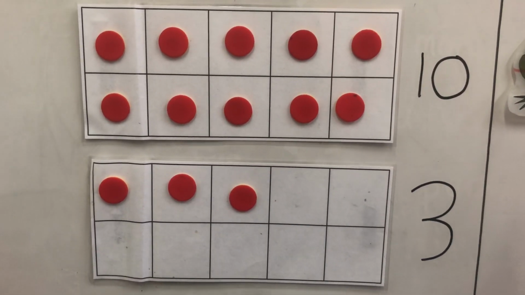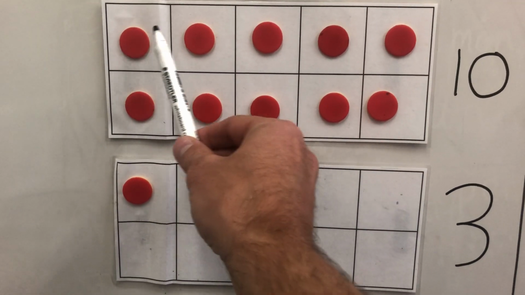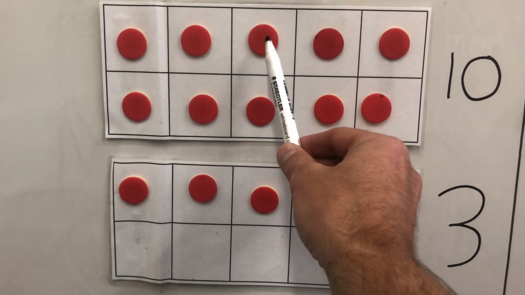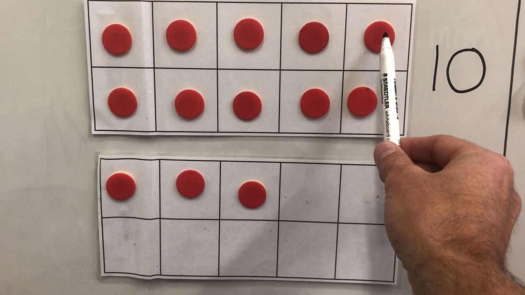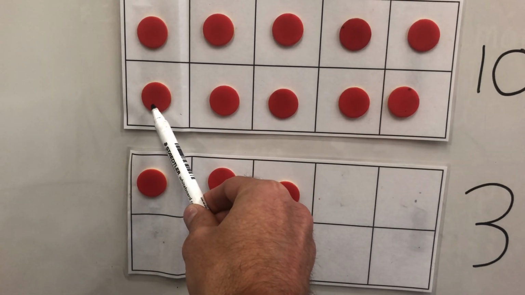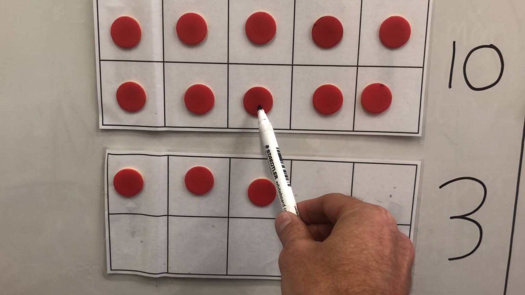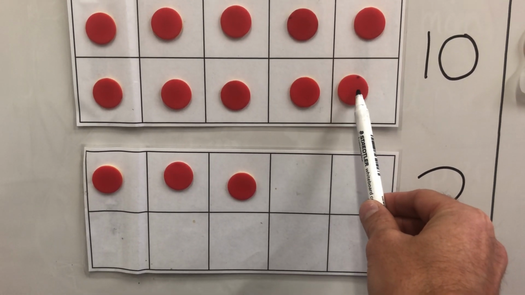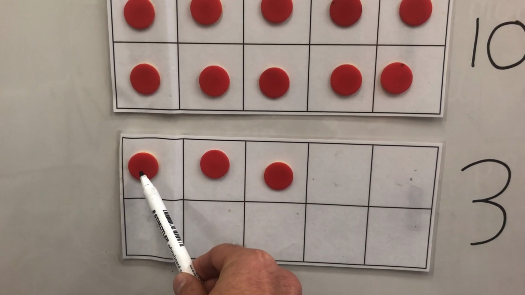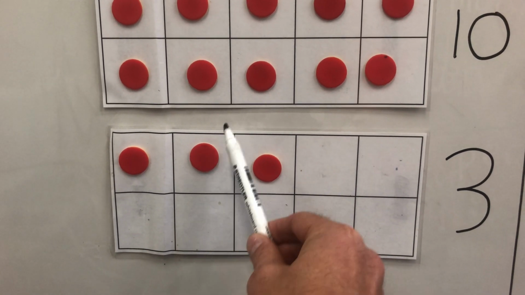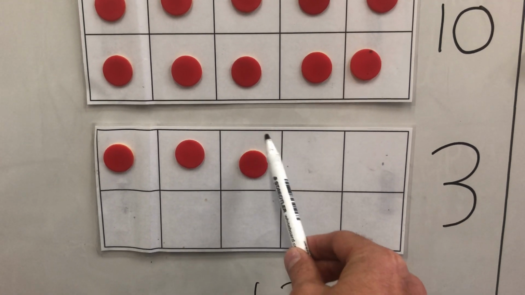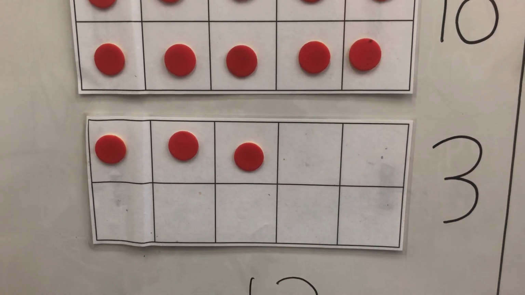Let's think about our team numbers. Ready? 7, 11, 13. 11, 12, 13. Good.